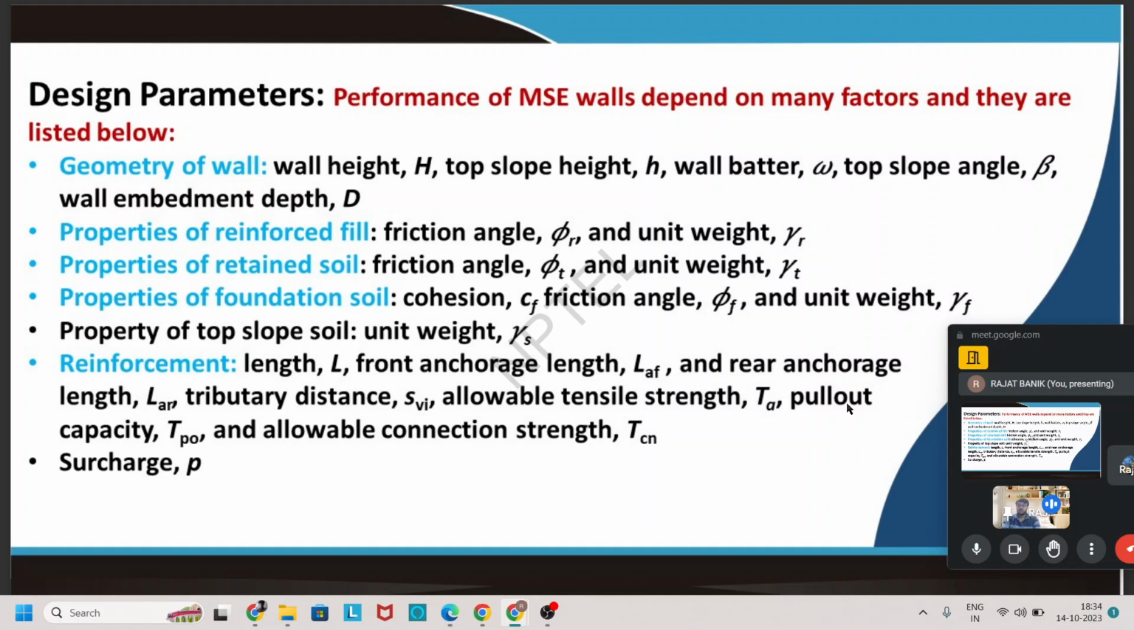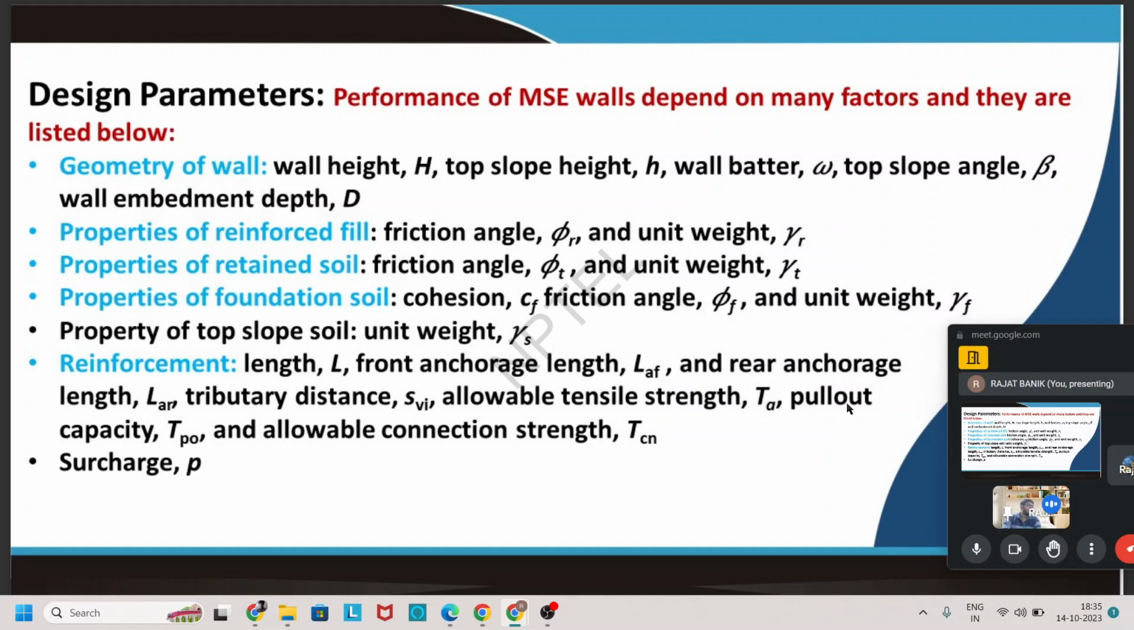We also need to check the properties of the foundation soil, where we check the cohesion, friction angle, and unit weight. Then the properties of the top slope, that is the top soil unit weight. Then we need to check the properties of the reinforcement: the length of the reinforcement, the front anchorage length, that is L subscript AF, the rear anchorage length, that is L subscript AR, and the tributary distance, that means the spacing between the reinforcement, that is S subscript v.